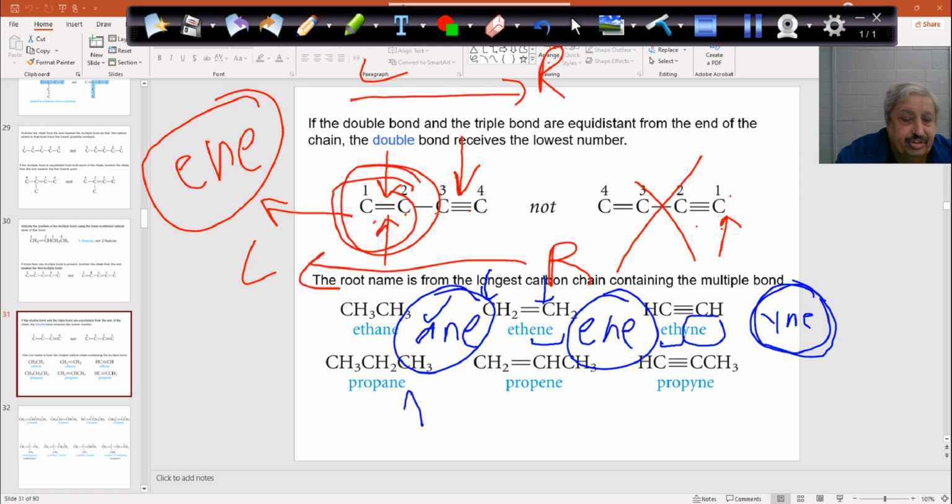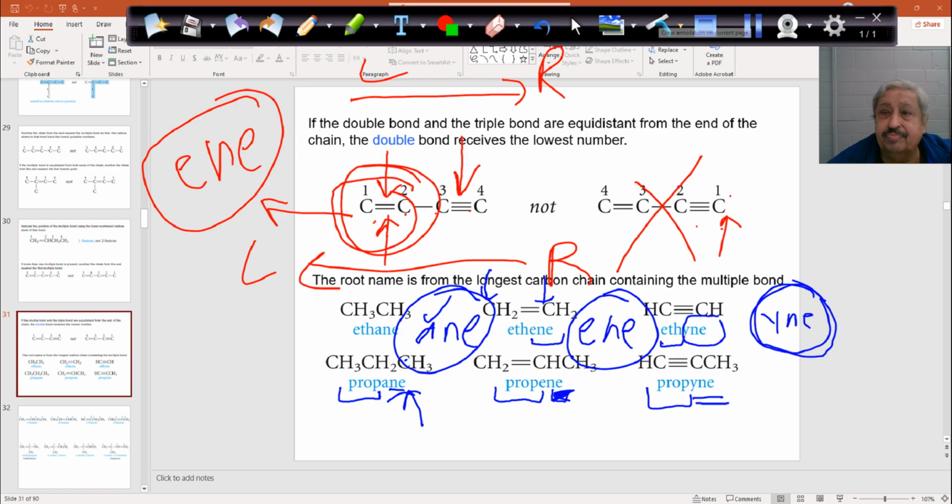Here, single bond, 3 carbons, prop, and then your ending is ane. Here you have 3 of them, prop, the same thing, prop means 3, and since we have a double bond here, you add ene. Here, prop, and you have a triple bond. Prop means 3, and the yne is the triple bond.